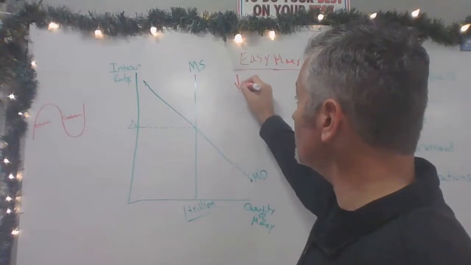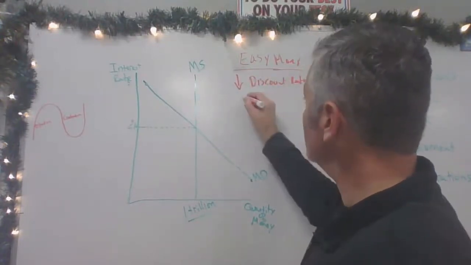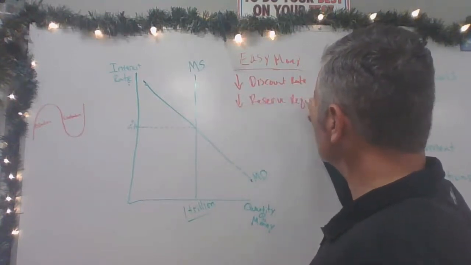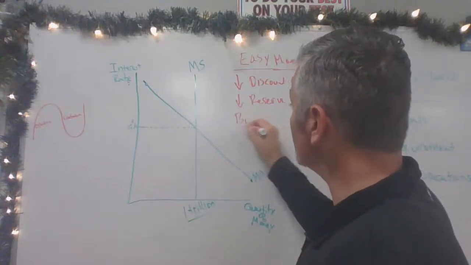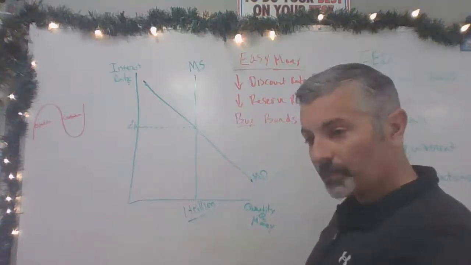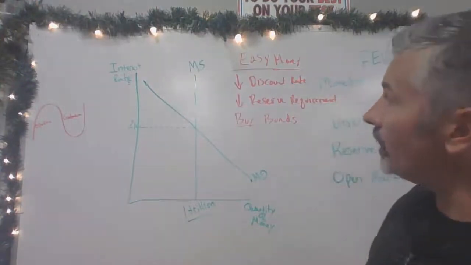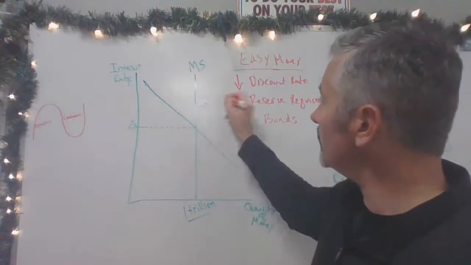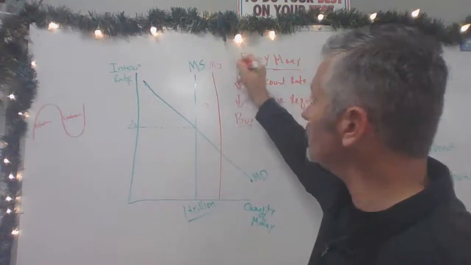They would decrease the discount rate. They would decrease the reserve requirement. All right, and then they would buy bonds, right? So they would end up taking a bond out of someone's hand and putting money in their hands, right? What would this do? This would all have the effect of shifting the money supply curve to the right, right? This is what an easy policy does, right? Shifts money supply to the right.